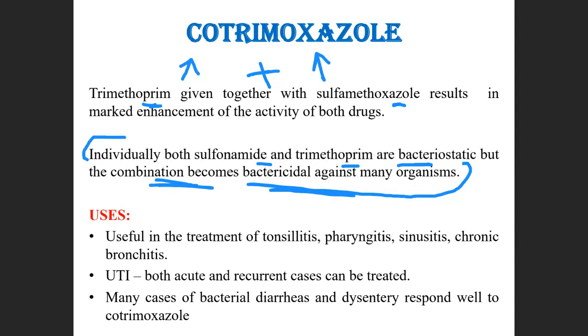Now a question might arise in your mind: why is it becoming bactericidal? Because of the potentiation effect. The effect of the drug is increased when it is given in combination.